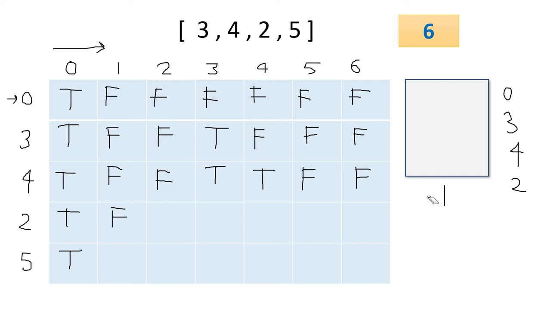Now for 2, is it possible? Yes, for 2 it is possible because the upper cell is false but 2 minus 2 will be 0. If you go to 0, this cell is true. So it is true, and from the picture point of view also it is true because if you put 2 here, it will be fine.